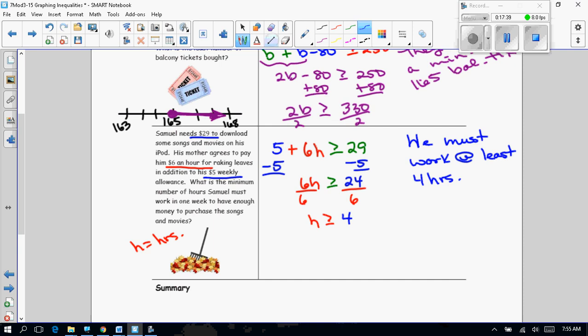All right, let's make our number line for this one. I'm going to put my 4 right in the middle because that's just kind of how I like to do things. Okay, so I got 4, 5, 6, 7, 8, and then we'll go 3, 2, 1, 0. He can't make negative money. That'd just be weird. And H is 4 or more, right? So I'm going to put a solid dot on 4 and color everything more. Of course, he could work more than 8 even, raking leaves. So I'm going to put an arrow on the end of it.